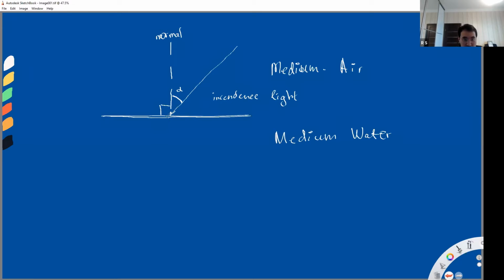And after it falls here, some part of it will be reflected, and the other part will be refracted, which means changing the angle, though it will still go in almost the same direction as it was going before. And so we still have the normal here. And the angle here, let's call it beta. And this will be the refraction angle.